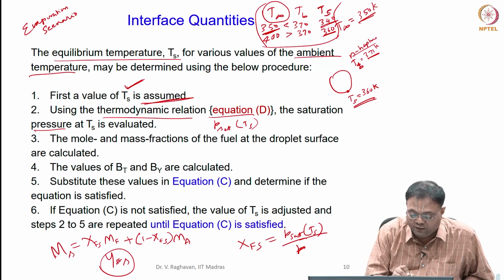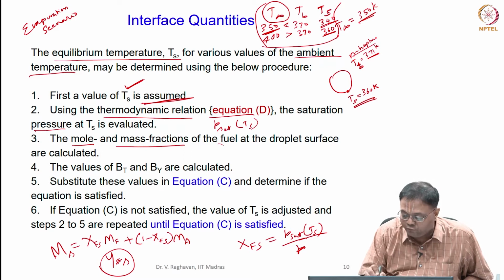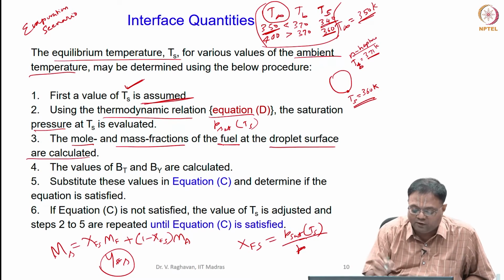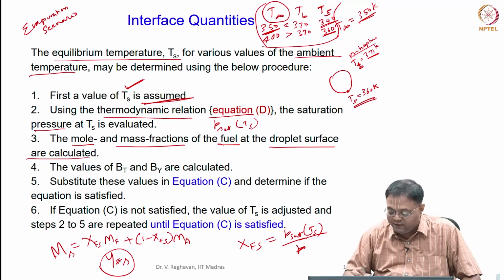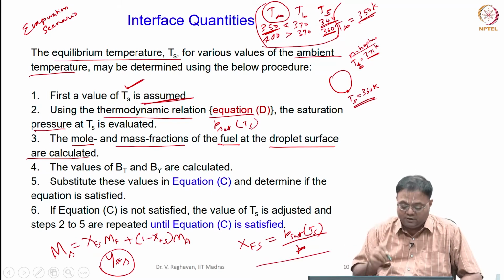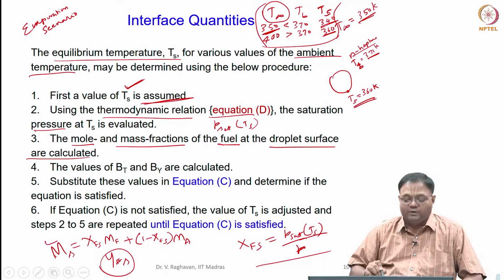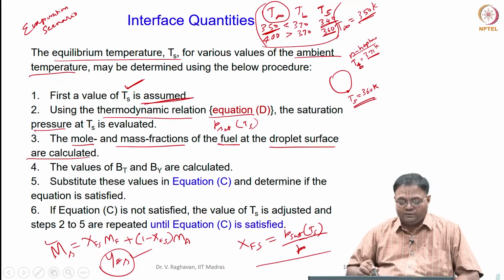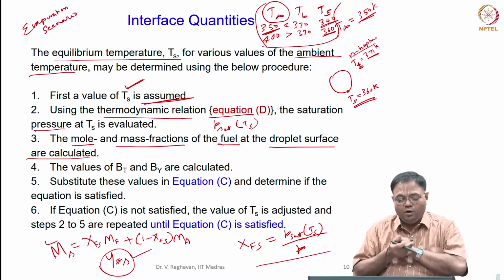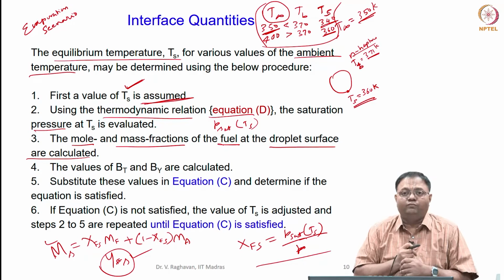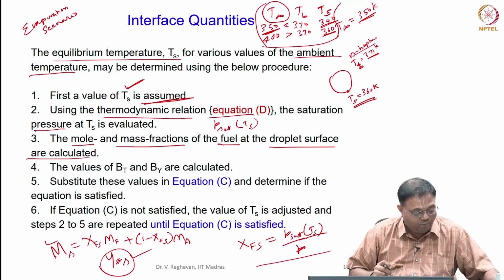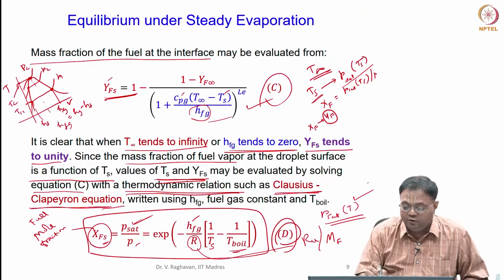So, that is what I have told, that the mole and mass fractions of the fuel at the droplet surface are calculated. So, straight away the Clausius-Clapeyron equation will give you the mole fraction, calculate the molecular weight of the mixture and calculate the mass fraction. So that is done. Okay, now you know the mole and mass fraction of the fuel. Go back, calculate the values here.